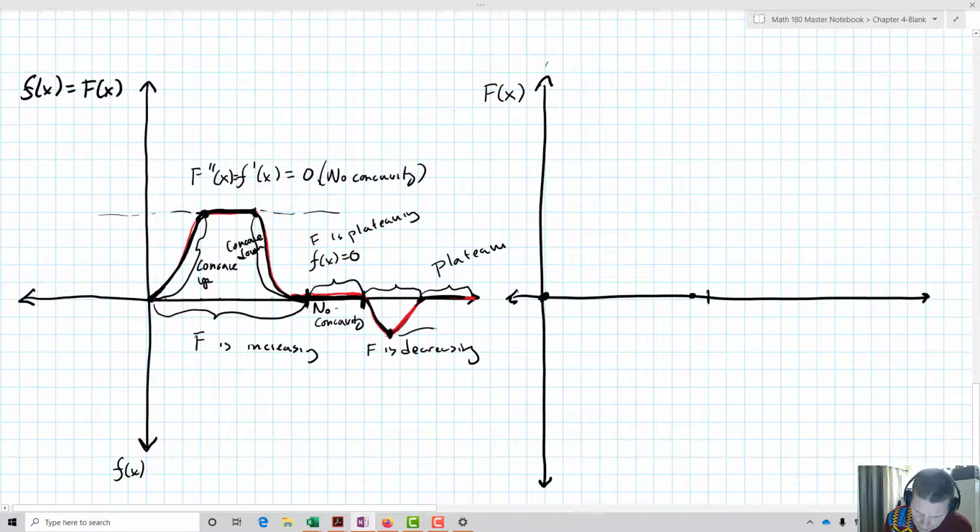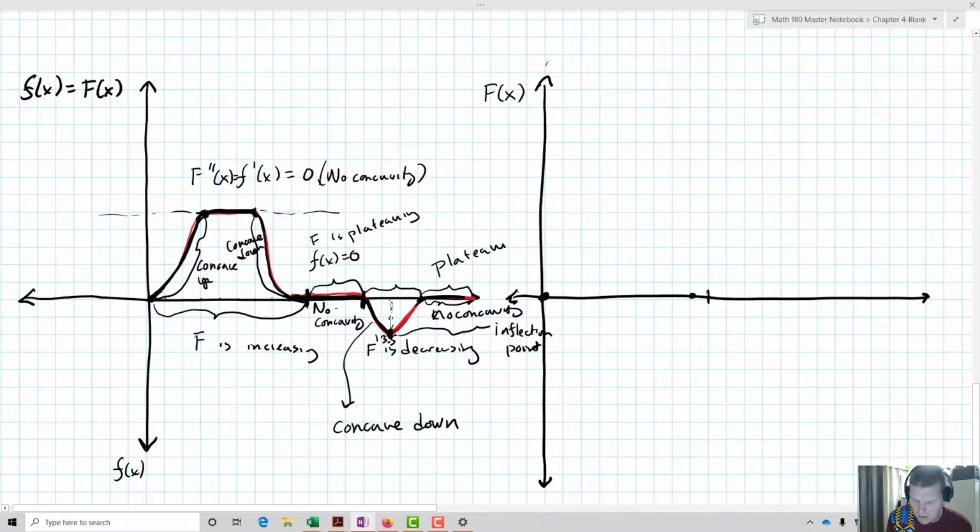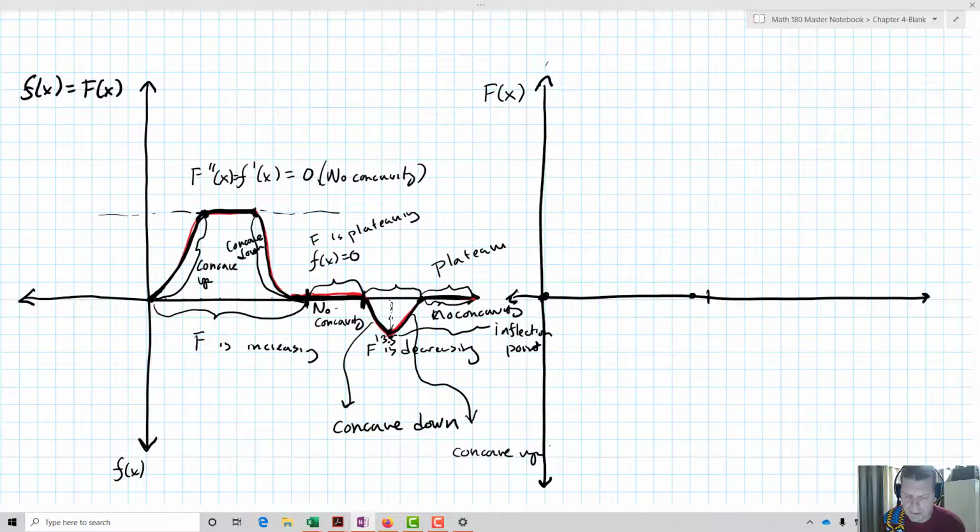Then down here at, we'll call this, what is that, 13 and a half, okay? At 13 and a half, we're going to have an inflection point because that's a peak. And then again, at our plateau, we'll have no concavity. For the peak, for the inflection point, this is decreasing, so that's going to be concave down. And over here, we've got increasing, okay? So this is going to end up being concave up, all right?